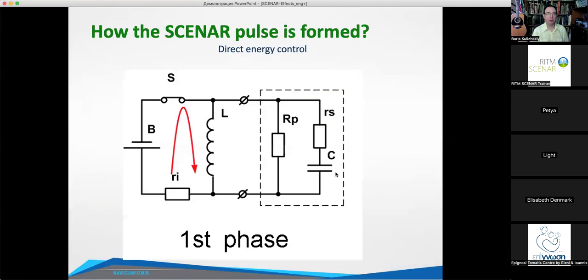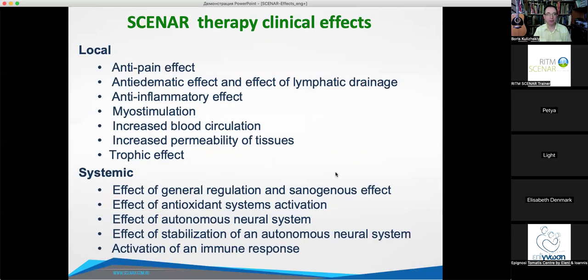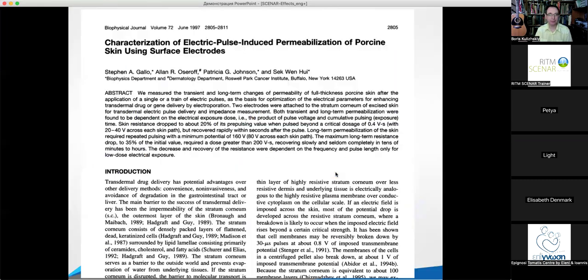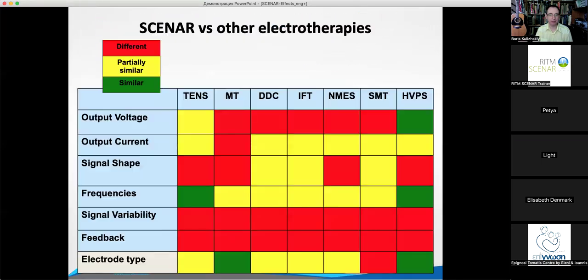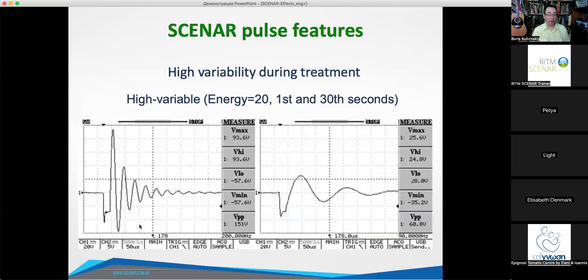Okay, now let's look. I talked about this frequency. This frequency, you can see? This is a frequency inside the pulse. For this time, the starting frequency is high, and then the frequency is decreased.